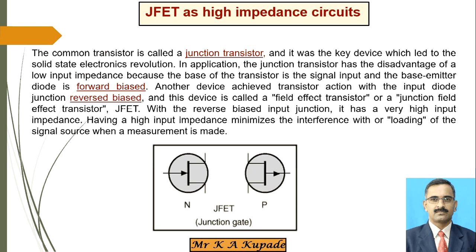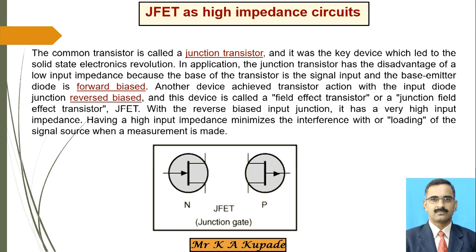Whenever we consider the JFET as a high impedance circuit, it is compared with the BJT, the bipolar junction transistor. This transistor is commonly considered for applications that led to the evolution of solid state electronics; it is the key device for that purpose, a common device in the electronics field. Whenever BJTs are used in any application, there is one major disadvantage: they have low input impedance.